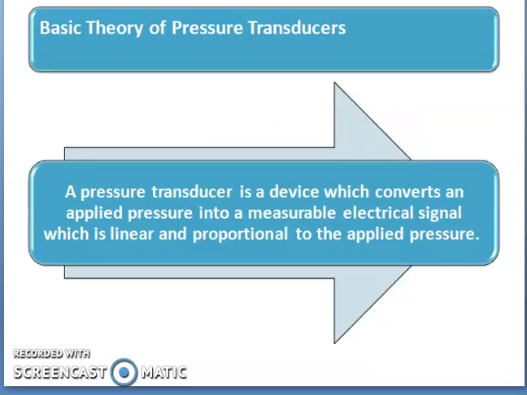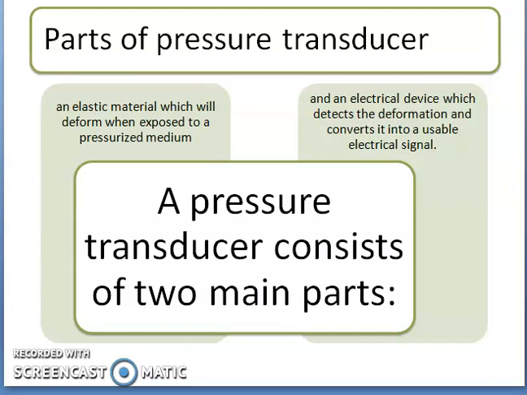Coming to the basic theory of pressure transducer, a pressure transducer is a device which converts an applied pressure into a measurable electrical signal, which is linear and proportional to the applied pressure. And the pressure transducer consists of mainly two parts. First one is elastic material, which will be deformed when exposed to a pressurized medium. It is also called diaphragm. And the electrical device which detects the deformation and converts it into a usable electrical signal.